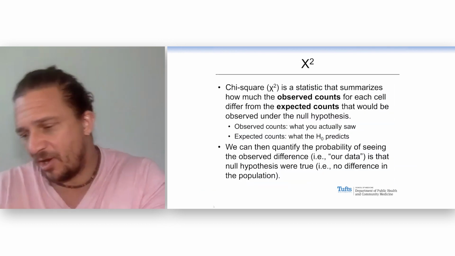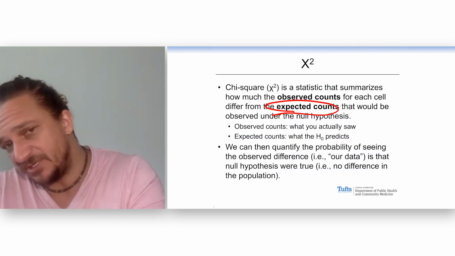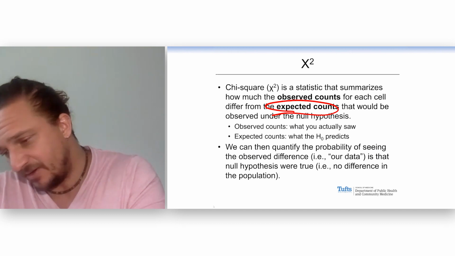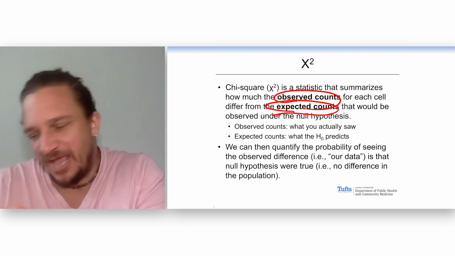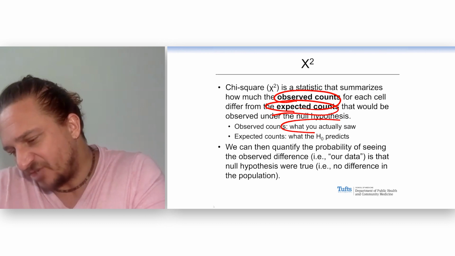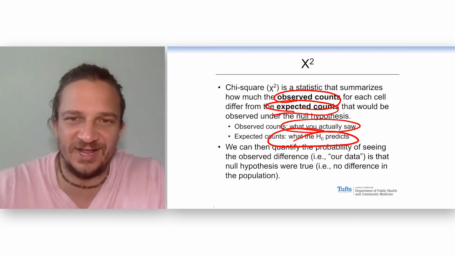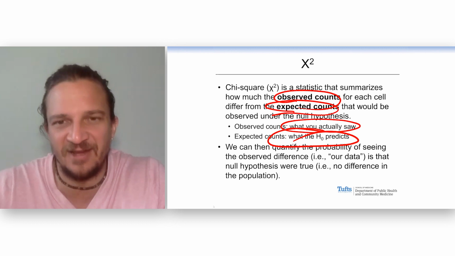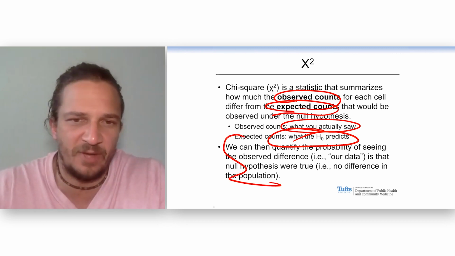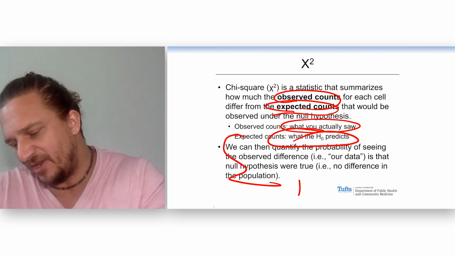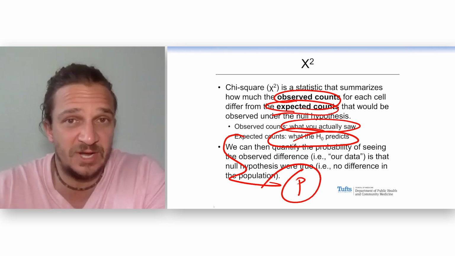So for chi-square, we calculate the expected counts. And then for the observed counts, we count what you actually saw. And then we see how what we actually saw compares to what we would predict. This is the same thing we've done again and again. Statistics is backward: what's the probability of seeing our data if the null hypothesis were true? Well, we know that. We've seen it again and again. It's called the p-value.